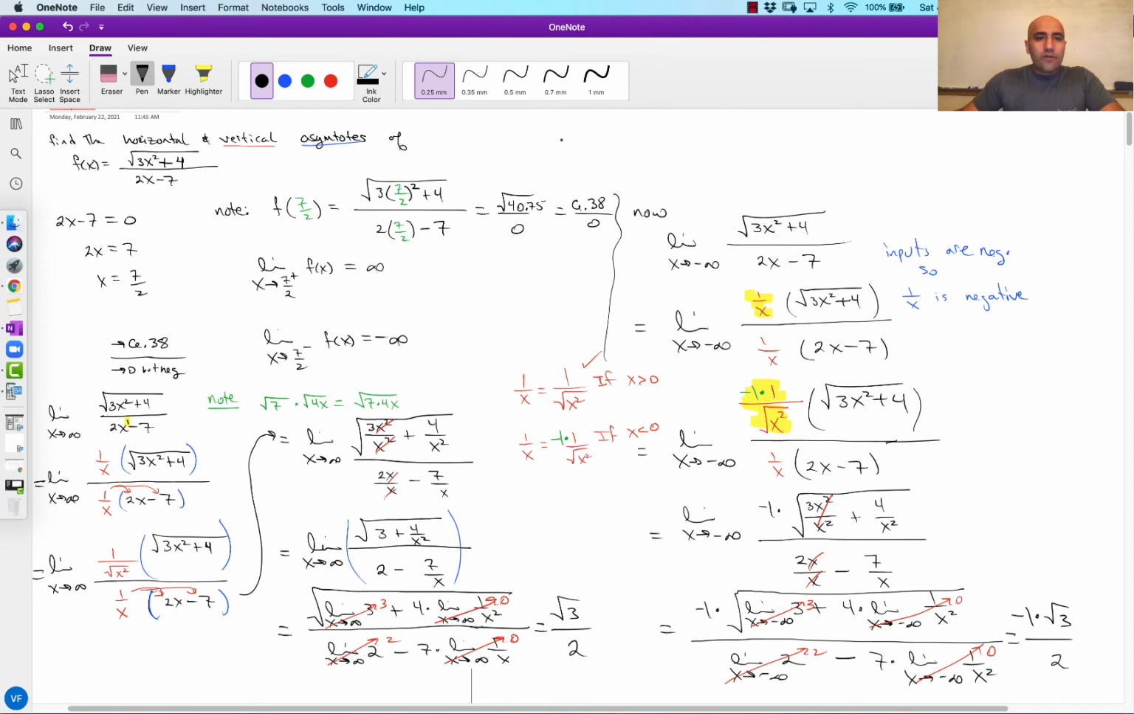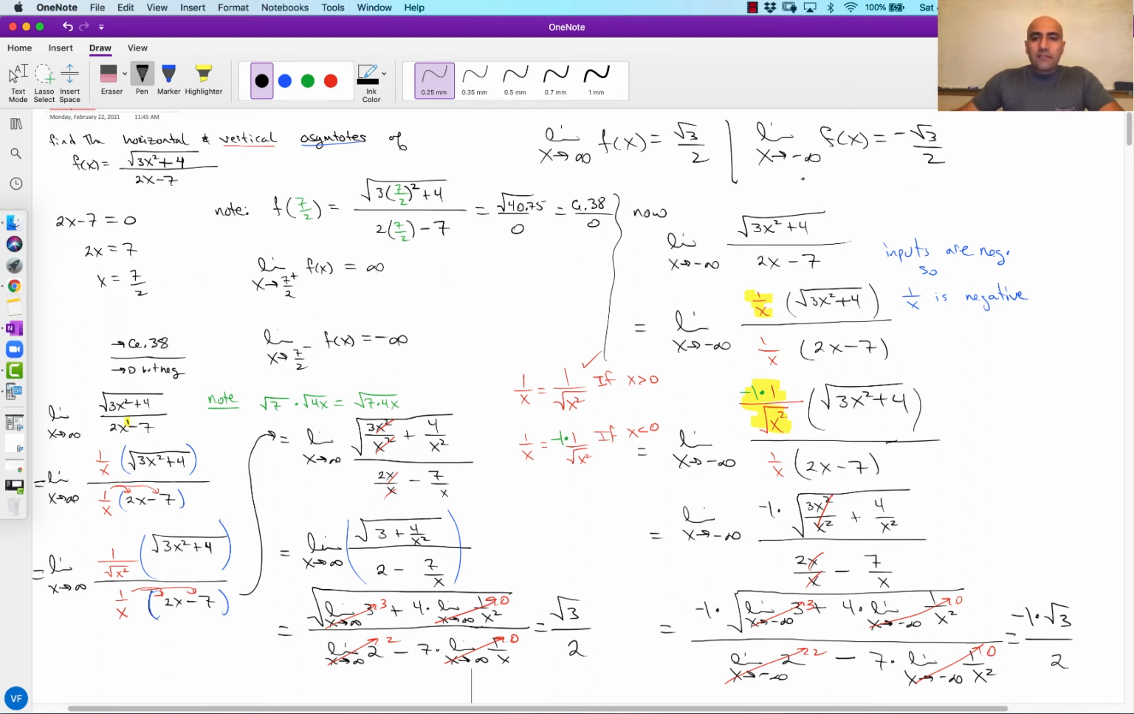Okay, so we've discovered that there's a vertical asymptote. Well, let's write the limit. So the limit as x approaches positive infinity of f of x is equal to root 3 over 2. We also found that the limit as x approaches negative infinity of our function f of x equals negative root 3 over 2. There's going to be two horizontal asymptotes and one vertical asymptote.